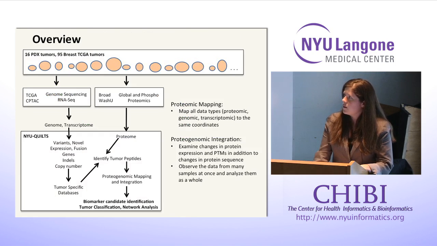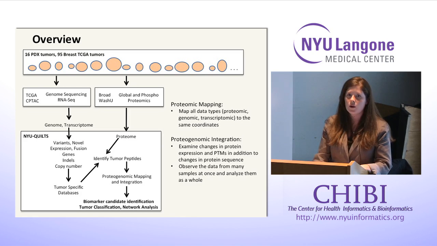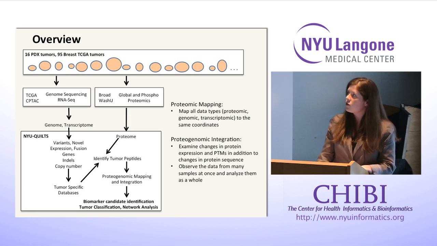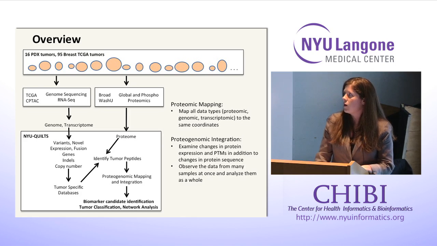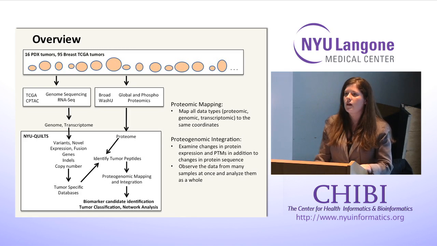So at this point, we've made our tumor-specific databases. We've used the proteomics to identify these tumor peptides. We now move into the proteogenomic mapping and integration. In the mapping, we map all of the different types of data, so the proteomic, genomic, and transcriptomic, to the same coordinate system. And then we integrate the proteogenomics by looking not only at the changes in the protein sequence, but also the expression changes and also post-translational modifications within our data. And then we also want to observe this data from many samples at once and analyze them as a whole.